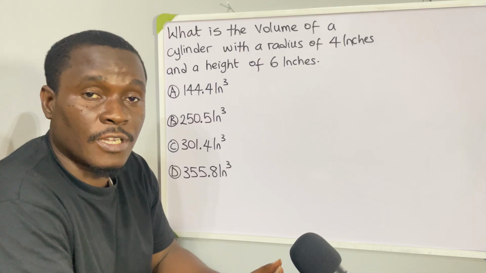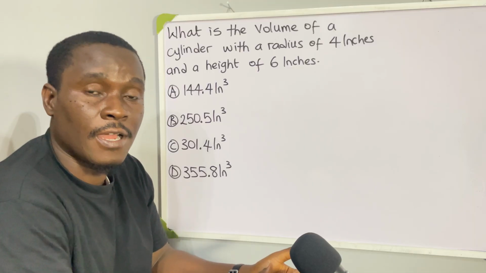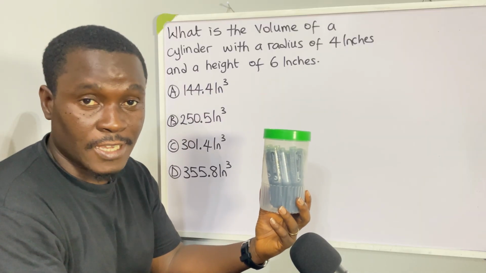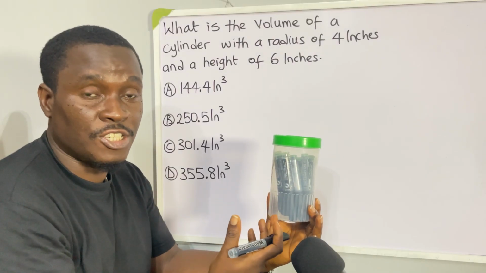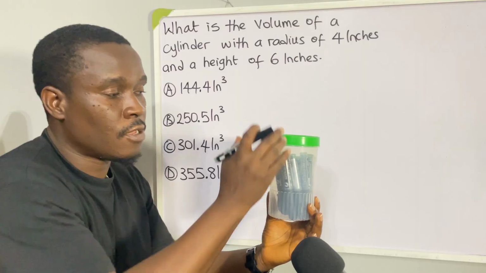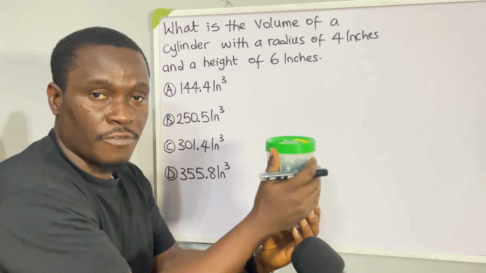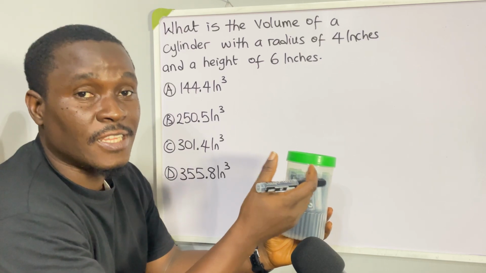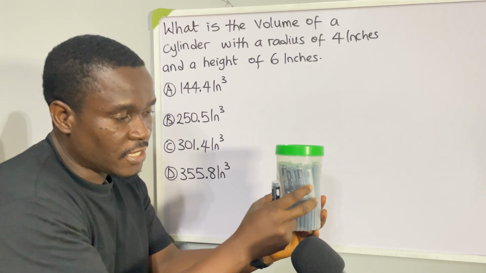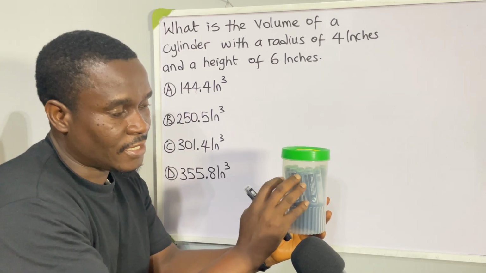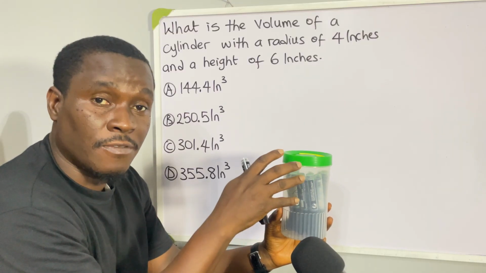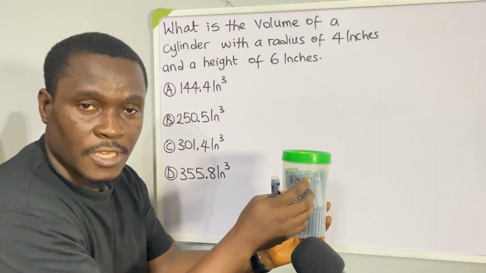Before we go ahead to do the calculation, we need to identify what a cylinder is. So this shape we have here is a cylinder. A cylinder is a 3D shape that has two circular ends connected by a curved surface. The volume of a cylinder, and also the volume of any 3D shape, is the space inside the 3D shape. So you can see I have some whiteboard markers inside this 3D shape. They are occupying the volume of this cylinder.